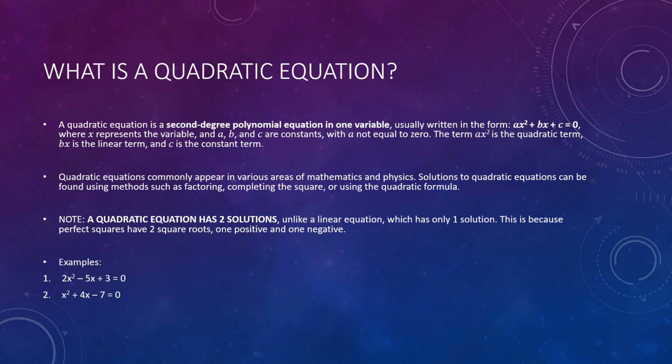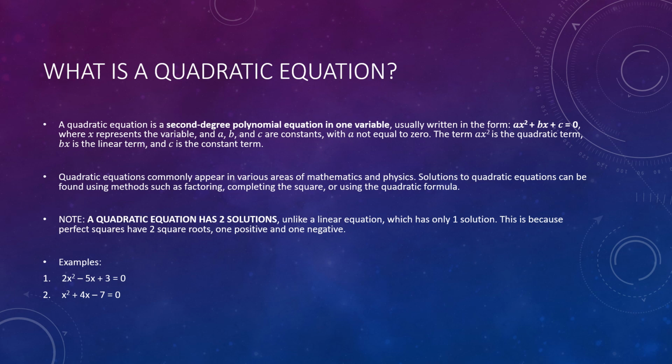So these quadratic equations are usually written in the form ax squared plus bx plus c is equal to 0, where x represents the variable and a, b and c are constants. A cannot be equal to 0. The term ax squared is the quadratic term, which means it contains the highest power of 2. Bx is the linear term and c is the constant term.